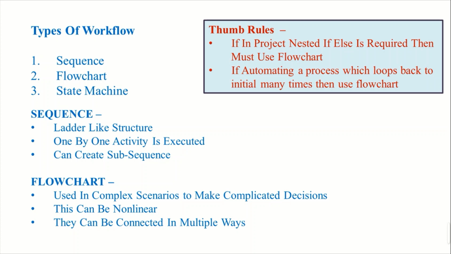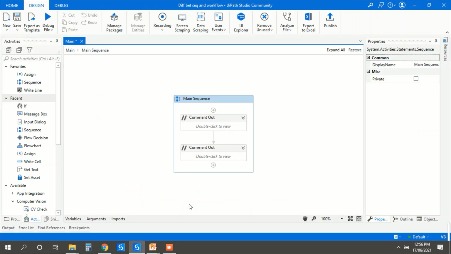Another thing is, this can be a non-linear structure. We have seen that sequence is a linear structure. One by one, activities are put under the sequence one after another. So flowchart can be non-linear. And one more thing is, they can be connected in multiple ways. So we will see how they can be connected in multiple ways.